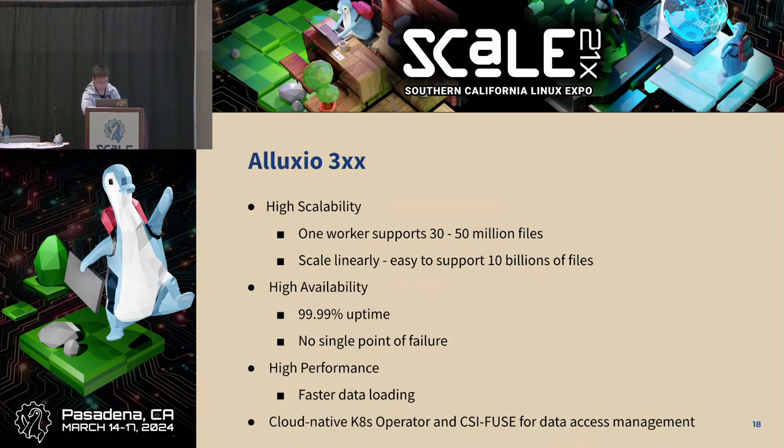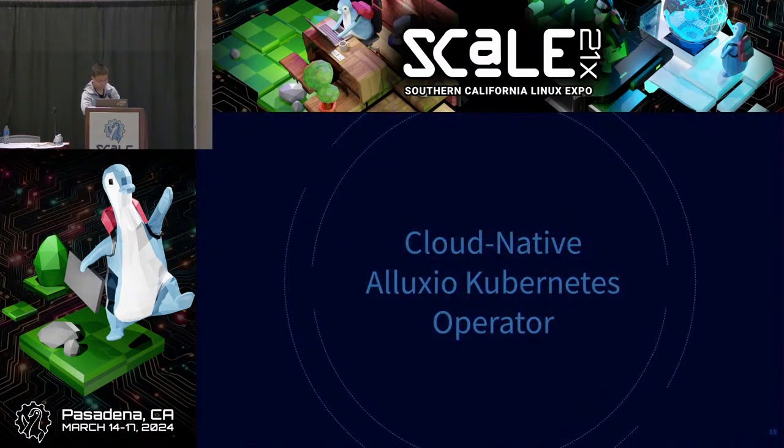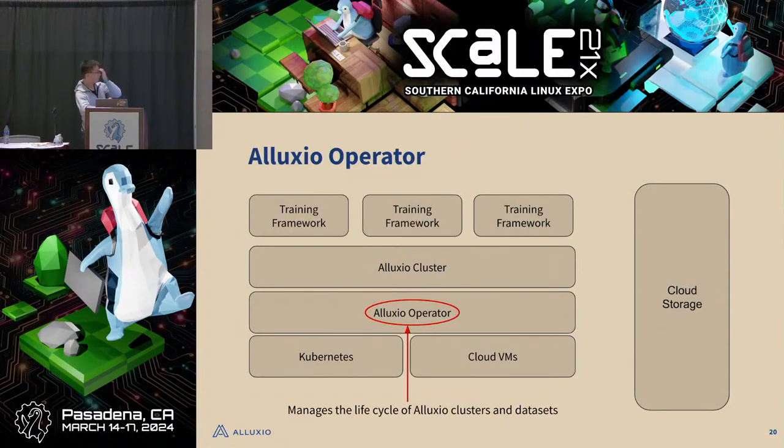And now let's talk about these two parts. For the Alluxio operator, on this diagram at the bottom, we have cloud VMs and Kubernetes installed on those VMs. On top of those, we have the Alluxio operator, which manages the lifecycle of Alluxio clusters and datasets. On top of the operator would be the Alluxio cluster. And then on top of the Alluxio cluster, we have training frameworks, which will read the data from the Alluxio cluster. The cloud storage sits outside of the compute side.